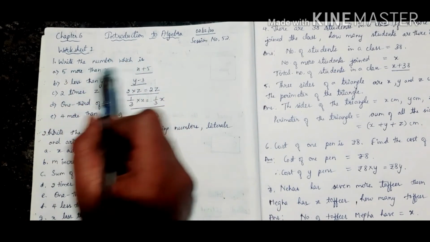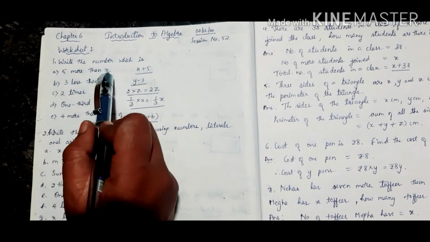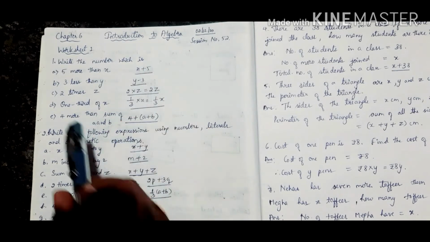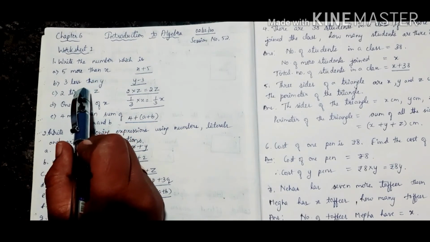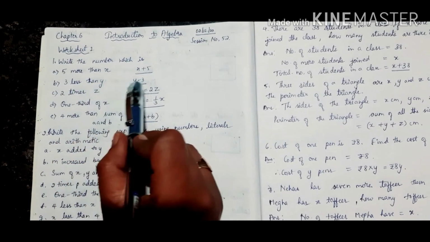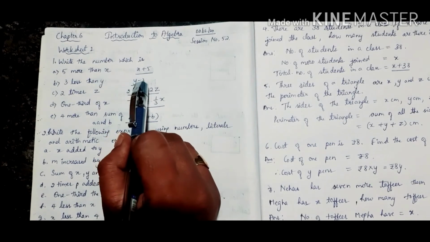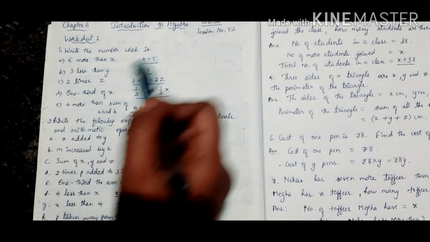Write the number which is 5 more than x. Here we have to add 5 to x. The expression will be x plus 5. If we take one more question here, 3 less than y. As we have done before, first let us write y and we have to subtract 3 from y. So y minus 3. So in this way, we need to convert the given statements to an algebraic expression.